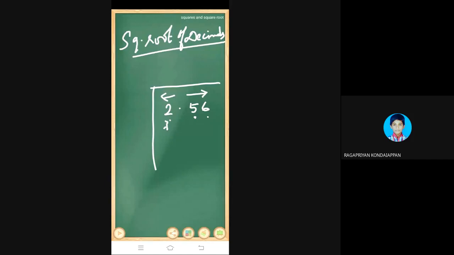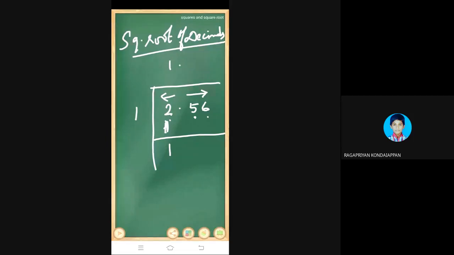Then what will be the next step? Is 2 a perfect square? No, it is not a perfect square. So lesser than 2, which is a perfect square number? 1 ones are 1. Then 2 minus 1 is nothing but 1. Then you are having a decimal point, so in the answer also you keep a decimal point. Or else without the decimal point also you can solve, and finally you can keep a decimal point. Let us do it this way. Then I'll tell you that procedure.